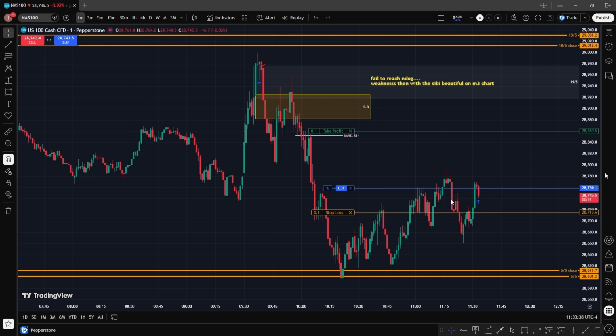So right now I'm looking for this fair value gap to act as an inversion. Yep, so you can see me drawing it out there. Want to see it expand higher from here.